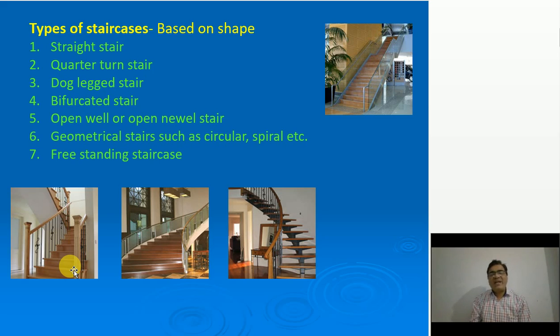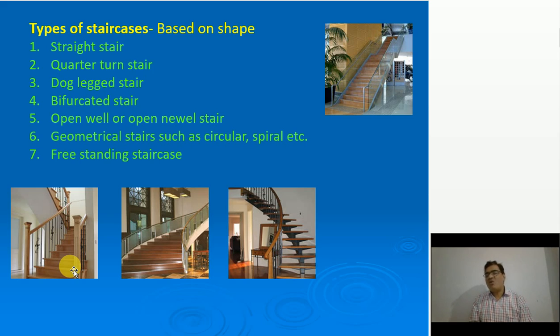Now bifurcated stair. Bifurcated stair means normally such type of staircases are provided in public buildings. In that the first flight is having more width, and it is extended up to some mid height, and above that it is bifurcated into two flights. The width of these two flights is less than the earlier one. This is called as bifurcated staircase.